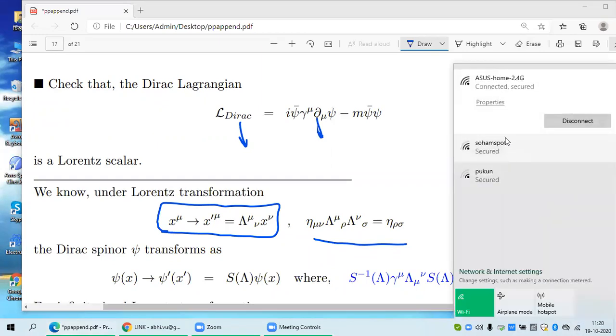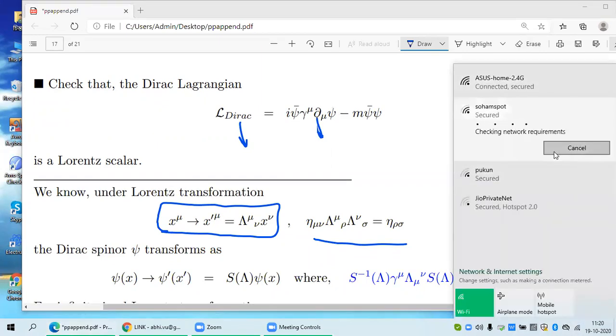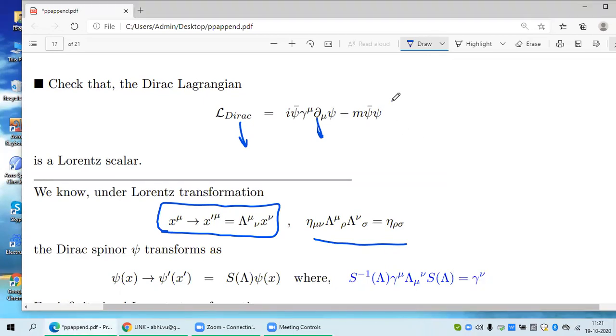Just a minute. Hello, can you hear? Yes, sir, but you are not audible for some seconds. Yeah, because the internet is very unstable. It's switching between two connections. Okay.